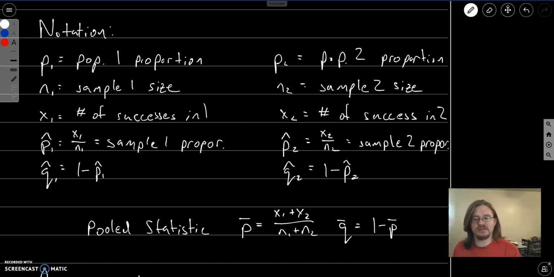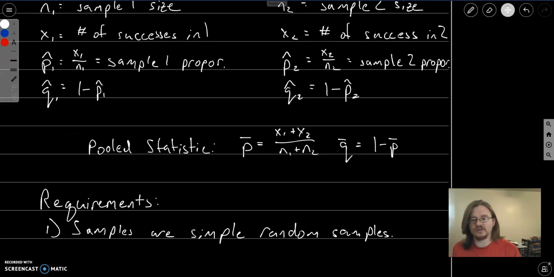And again, we have the same things over here. The one thing that's maybe slightly different than a one population test is that we'll have what's called a pooled statistic. The pooled statistic will take our number of successes from both trials and our sample size from both trials and turn it into an overall success rate, and then an overall failure rate for Q as well. This is just used in some of the calculations. It doesn't necessarily have a good meaning outside of that.